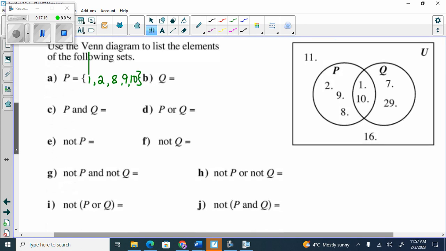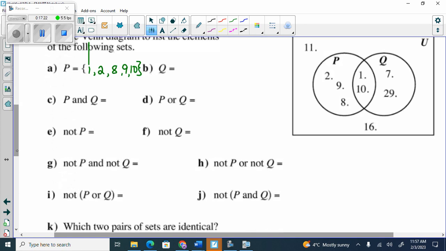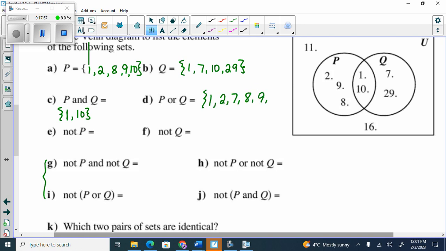You guys try these out. Up to F, I'll help you with G and I. These we're going to do together. I want you to do up to F. Try it out. The elements in Q are 1, 7, 10, and 29. P and Q is the eyeball, so it's 1 and 10. P or Q is the snowman, so it's actually everything but the 11 and the 16, right? Whole snowman. So 1, 2, 7, 8, 9, 10, 29.